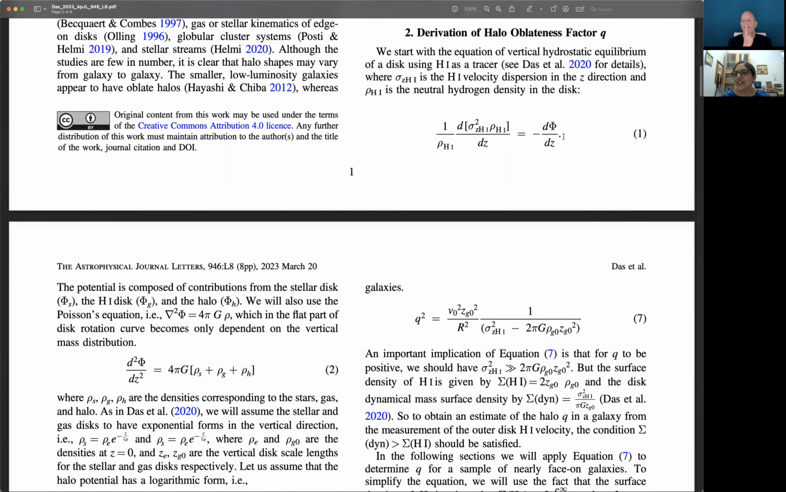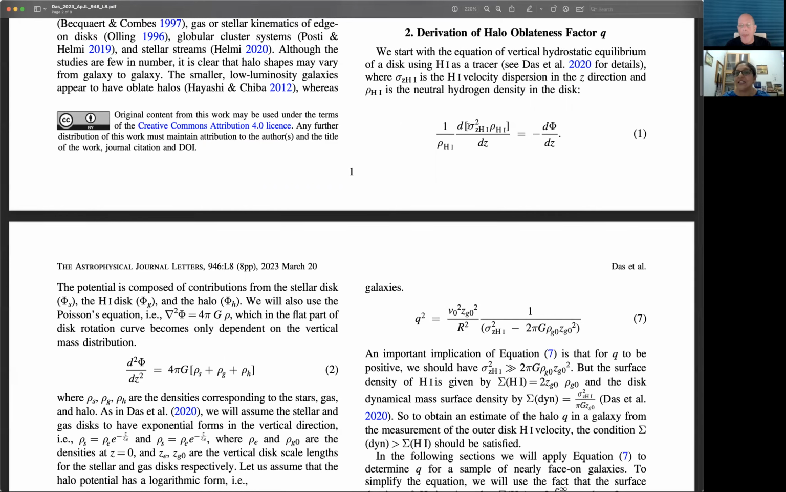Okay, so the hydrostatic equilibrium equation is nothing but an equilibrium between the force of gravity, which tries to pinch the disk, and the pressure in the disk, which is fighting gravity. Pressure balance. In the case of neutral hydrogen disks and also stellar disks, it's the velocity dispersion of the stars and the gas which is fighting the gravitational force in the vertical direction. So that's why neutral hydrogen is a probe.